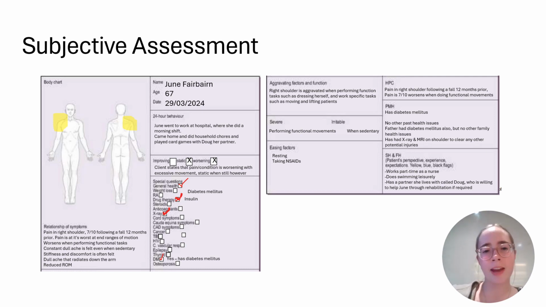The subjective examination identified that Miss Fairbairn has pain in her right shoulder following a fall 12 months ago, and it is a 7 out of 10 when she is sedentary, but worsens when performing functional tasks such as dressing herself or work-related tasks such as lifting patients to and from bed. Since the injury, she has noticed her shoulder to feel stiff and a dull ache running down her arm. The pain is static when she is sedentary, but has noticed that it worsens when moving the joint, particularly whilst at work. Her main goal is to be pain-free while she works her part-time job as a nurse. The pain eases when she is resting and taking NSAIDs.